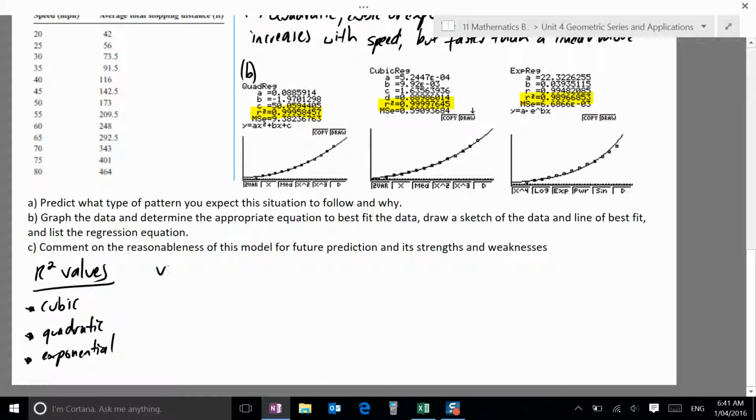Okay, so we look at visual inspection. Quadratic and cubic are good. Okay, exponential deviates at higher speeds.